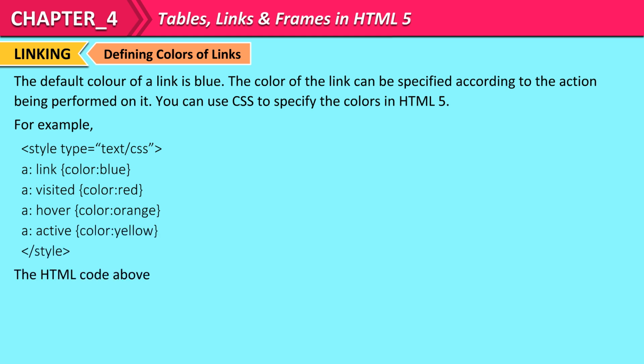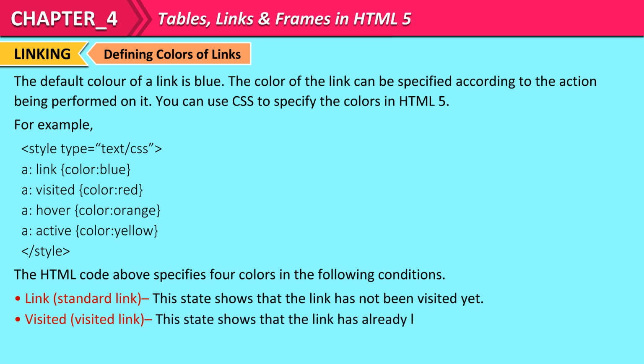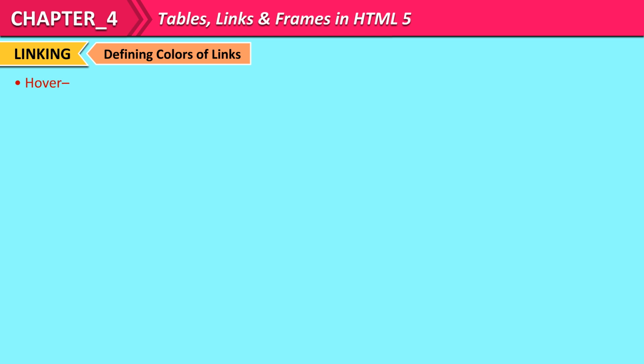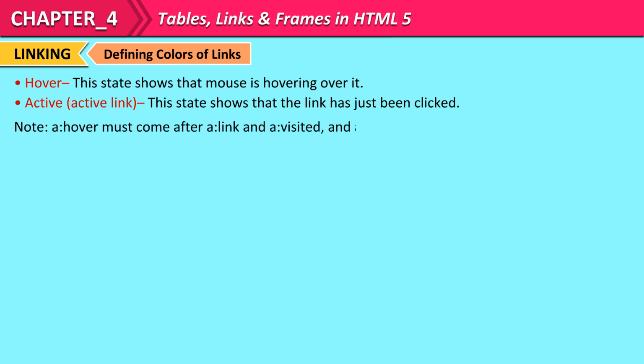The HTML code above specifies 4 colors in the following conditions. Link, standard link. This state shows that the link has not been visited yet. Visited, visited link. This state shows that the link has already been visited. Hover. This state shows that the mouse is hovering over it. Active, active link. This state shows that the link has just been clicked. Note: a:hover must come after a:link and a:visited, and a:active must come after a:hover.